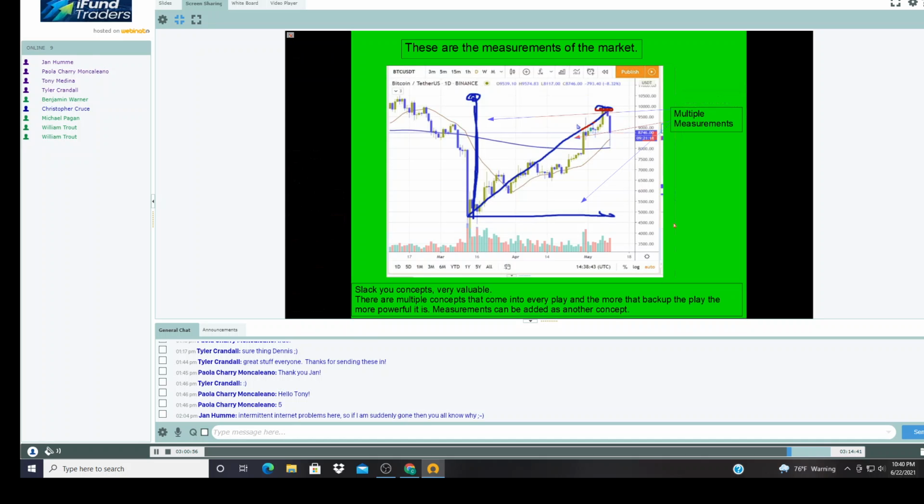Stacking concepts is very powerful, very valuable. There are multiple concepts that come into every play, and the more that back up the play, the more powerful it is. Measurements can be added as another concept. Multiple measurements. See the distance from here to there is equal to that. This one falls in to make a square.